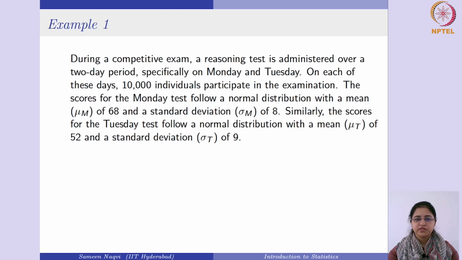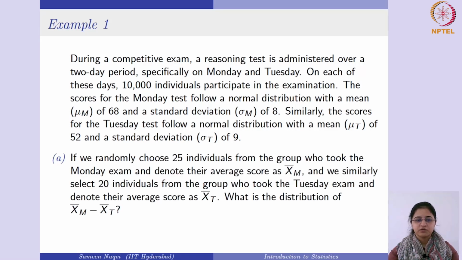During a competitive exam, a reasoning test is administered over a 2-day period, specifically on Monday and Tuesday. On each of these days, 10,000 individuals participated in the examination. The scores for the Monday test follow a normal distribution with mean 68 and standard deviation 8. Similarly, the scores for Tuesday also follow a normal distribution with mean 52 and standard deviation 9.